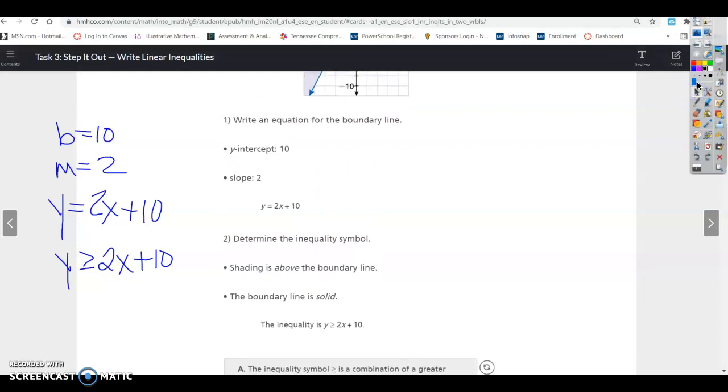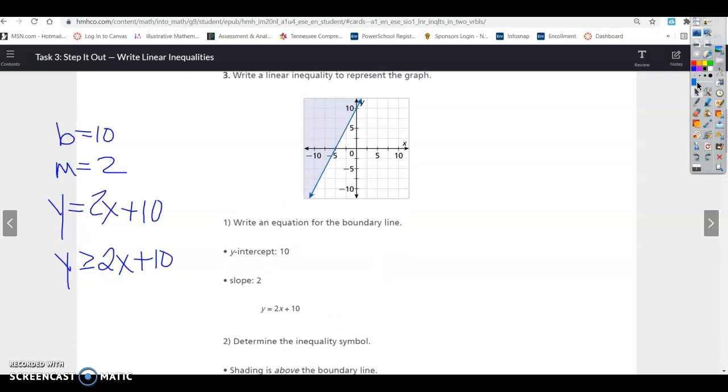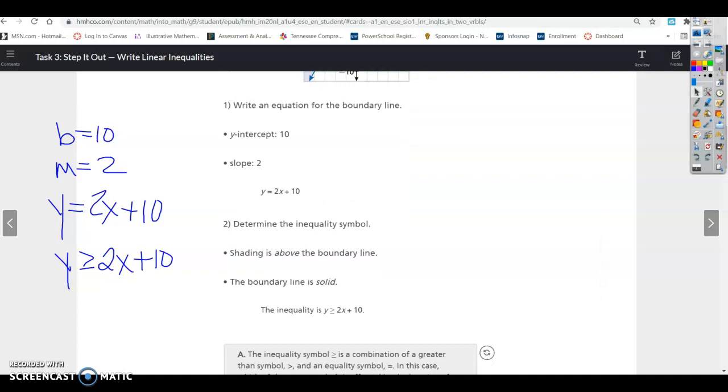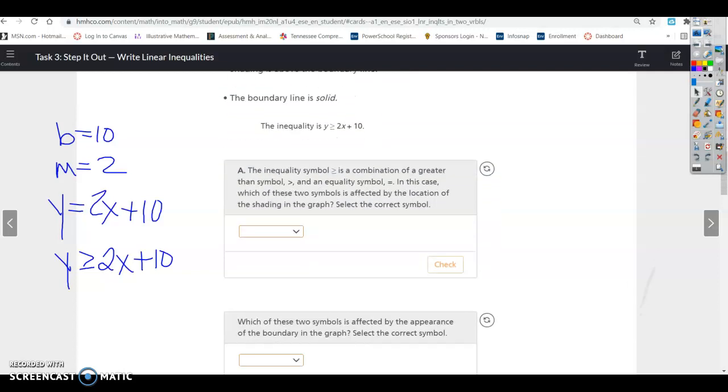It says write an equation for the boundary line. So they wrote the equation first. Y-intercept of 10, slope of 2, and they did the same thing I did to start with. And then it says determine the inequality symbol. Shading is above the boundary line. The boundary line is solid, and the inequality is y greater than or equal to 2x plus 10. So they kind of went through the same steps as I did by finding the y-intercept and slope first.